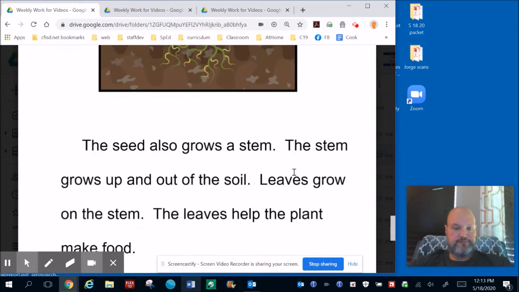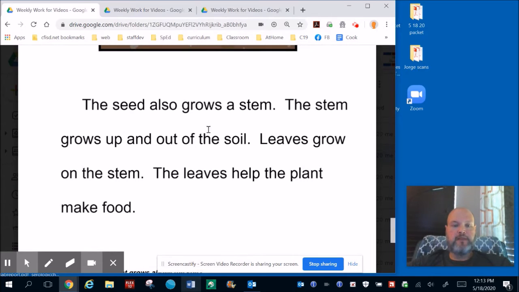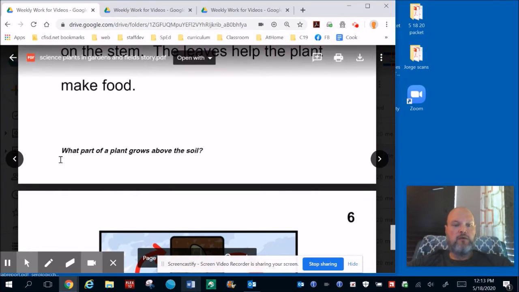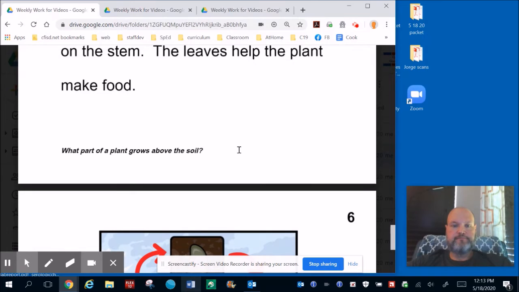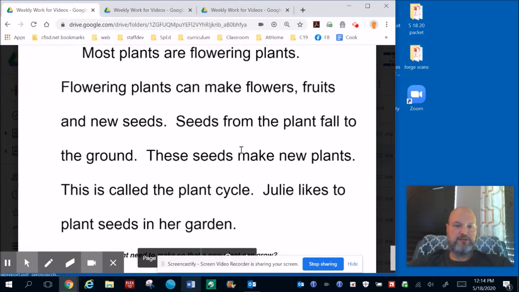Page 5. The seed also grows a stem. The stem grows up and out of the soil. Leaves grow on the stem. The leaves help the plant make food. What part of a plant grows above the soil? Okay. Page 6. This is our last page.